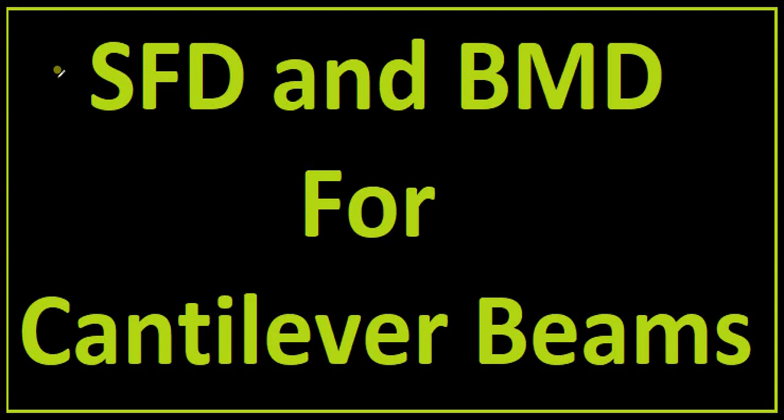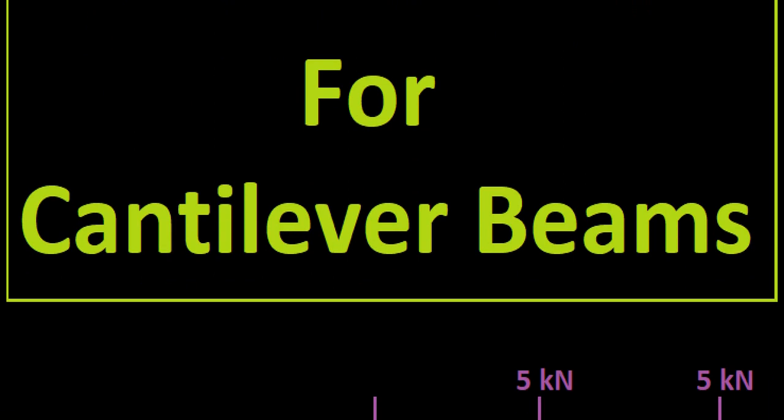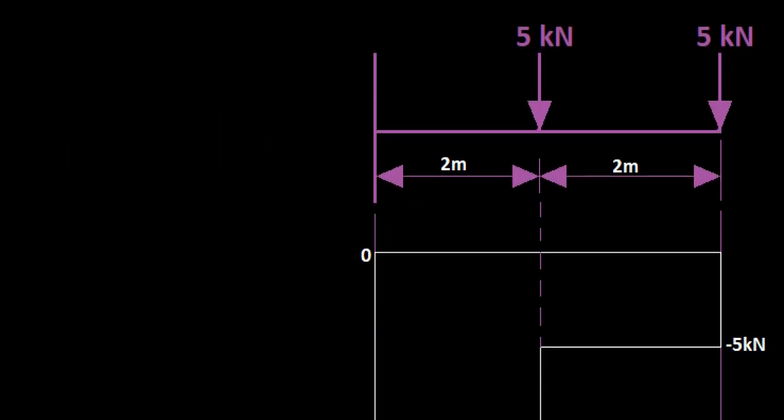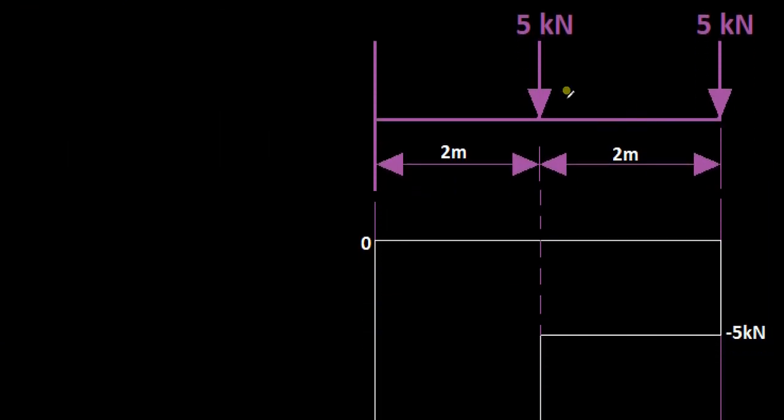So just continuing from the previous video on cantilever beams, we have another problem here, which is slightly different from the previous one we discussed. You again have a cantilever beam which is fixed at this end, and you have two point loads acting at 2 meter and 4 meter from the fixed support. So you've got 5 kilonewton, 5 kilonewton acting at, say, A, B and C.